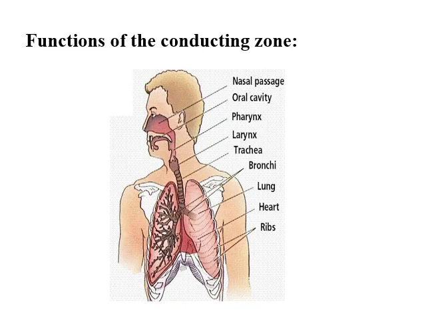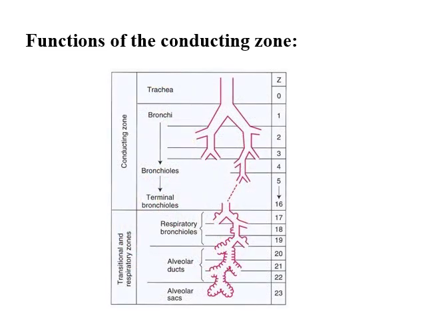It's important for us to know the functions of the conducting zone. The conducting zone starts from the nose till the terminal bronchioles, so it's the first 16 divisions of the air passage. It warms and humidifies the inspired air, distributes the air to the gas exchange area of the lung, and serves as part of the body defense system. It contains the mucociliary transport system that keeps the microorganisms and dust particles away from entering the alveoli.